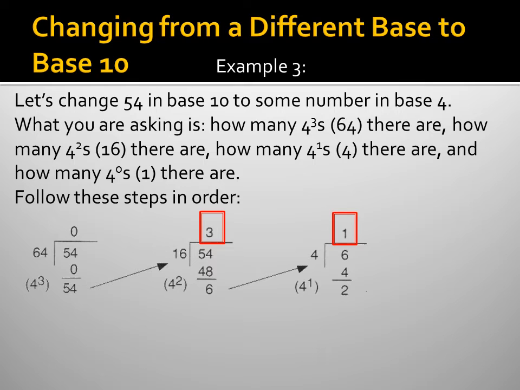Then we take the 2 and put it up into the next division problem. Then the next lowest exponent of 4 is 4 to the 0 power. And 4 to the 0 power is 1. So we take 1 into 2, goes in 2 times. 2 times 1 is 2, we subtract and we get 0. There's nothing left over. So 2 on the top is the rest of our answer. Notice now on top we have the numbers 3, 1, and 2. Because there are 3 4 squareds, 1 4 to the first power, and 2 4 to the 0 powers in the number 54. So 54 base 10 is the same as 312 base 4.